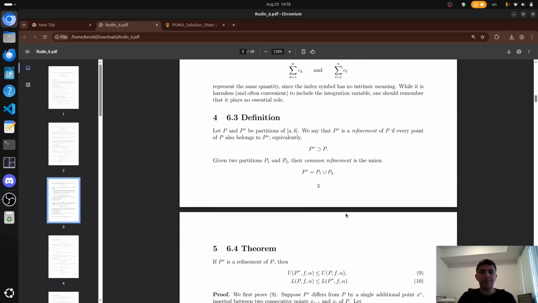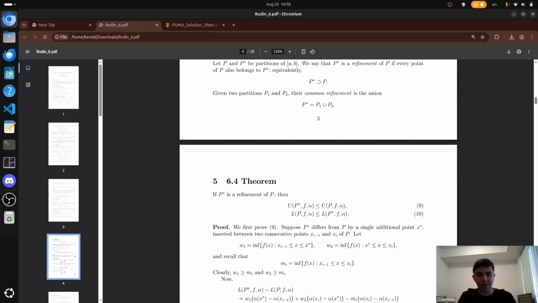Okay, now we have refinements. We say that P* is a refinement of P if every point of P also belongs to P*. Equivalently, P is a subset of P*. So basically, when you have more points than the original partition and it contains all of those points, that's a refinement, because it's like taking that and dividing it further. That's where the name refinement comes from. Given two partitions P1 and P2, their common refinement is the union P* = P1 ∪ P2. That's the definition.